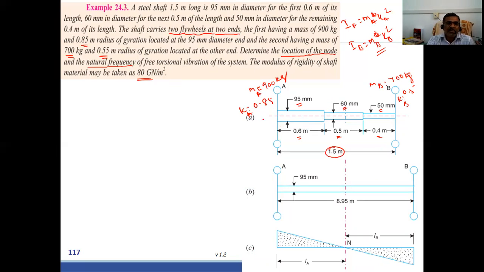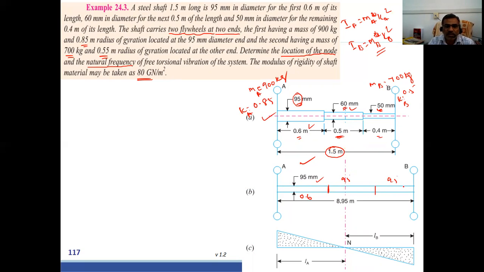With different diameters, this problem cannot be solved, so you have to convert it like this. Here the equivalent shaft diameter is the same 95, so this diameter is also converted into 95 millimeters, but correspondingly the length will change. Here, since it is the same diameter, 0.6 is no problem. But here the diameter is 60 and we are taking 95, and here 50 and we are taking 95, so the length will change correspondingly.